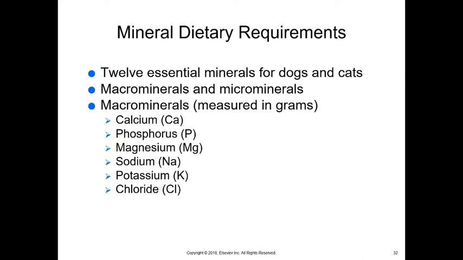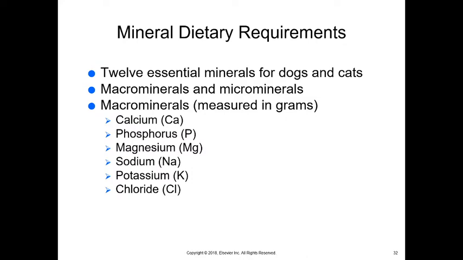Mineral dietary requirements. So what minerals do they need? There are 12 essential minerals for dogs and cats. And what does essential mean? It means it must be in their diet. There are macrominerals versus microminerals. Macrominerals are ones that are measured in grams. Those are things that we need in larger amounts in the body.